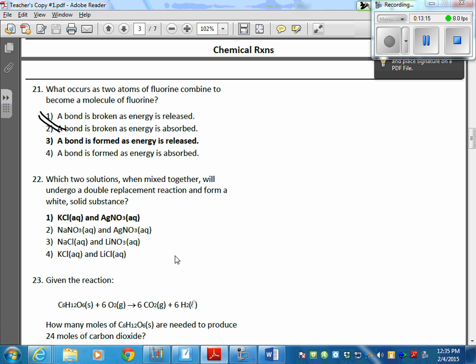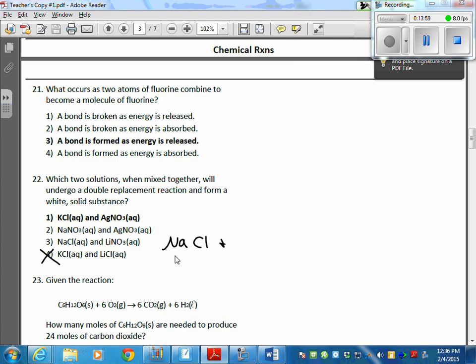Number 22. Which 2 solutions, when mixed together, will undergo a double replacement reaction and form a white solid substance? Okay. These are your reactants. So, when you're forming products, you don't really care about the proper formulas here. You just have to react them. What's going to happen? If I have KCl and LiCl switching places, like a double replacement reaction, I have K and Li, and the Cl's switch. Guess what? I still have LiCl and KCl. So that's not going to do it. If they're both aqueous, that's not going to do it.